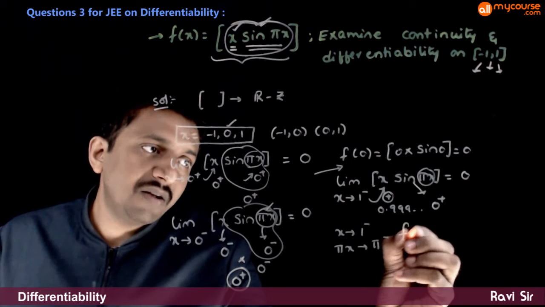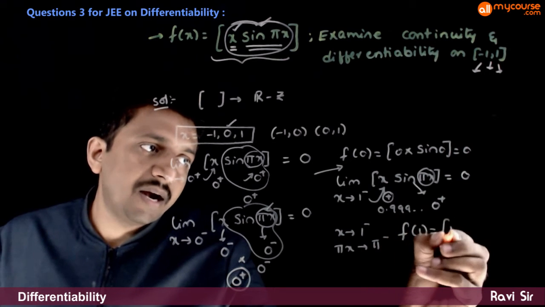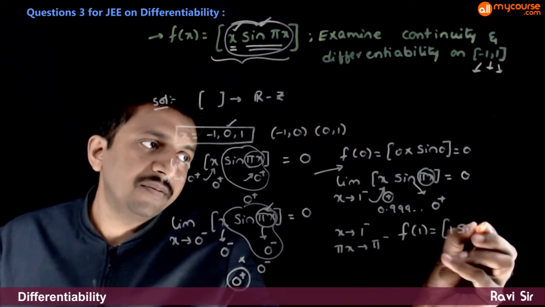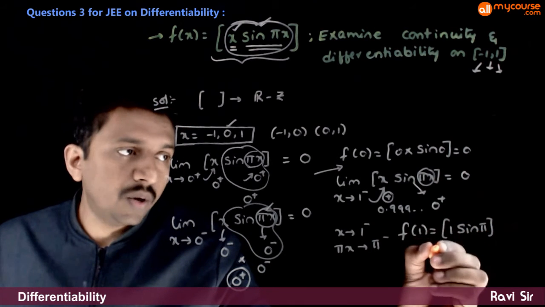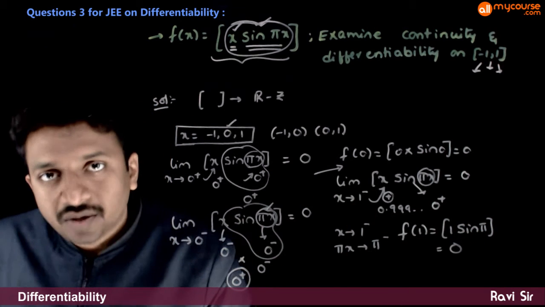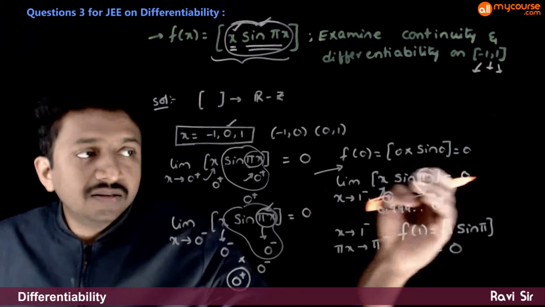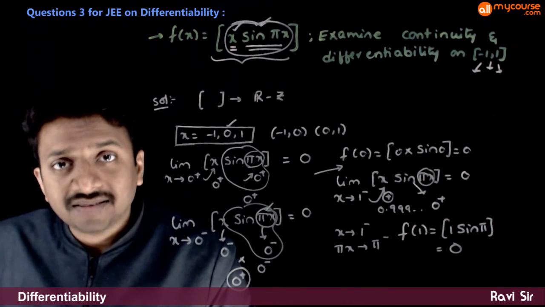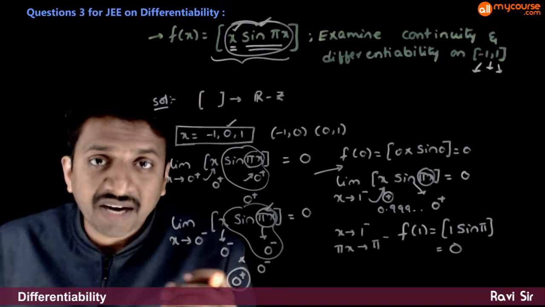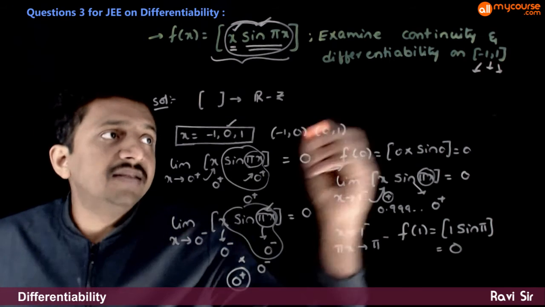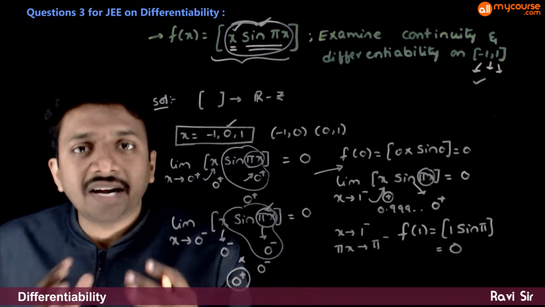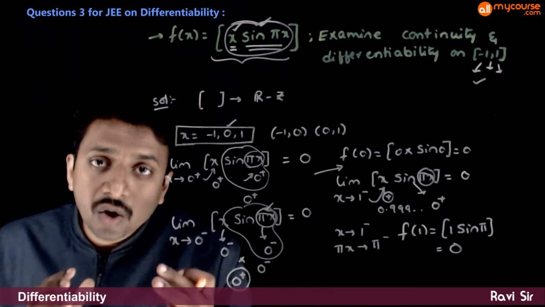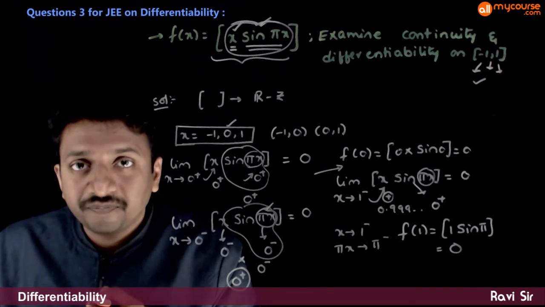So what is the functional value? What is f of 1? Integer part of 1 into sine pi. Sine pi is 0, into 1 is 0. So you get 0 as the answer. So the left limit is the same as the functional value. Hence, the function is left continuous at x equals 1. Hence, my function is completely continuous in the closed interval minus 1 to plus 1.